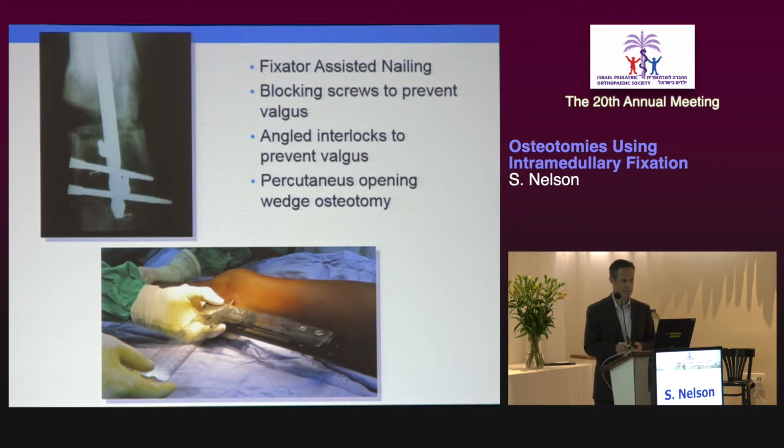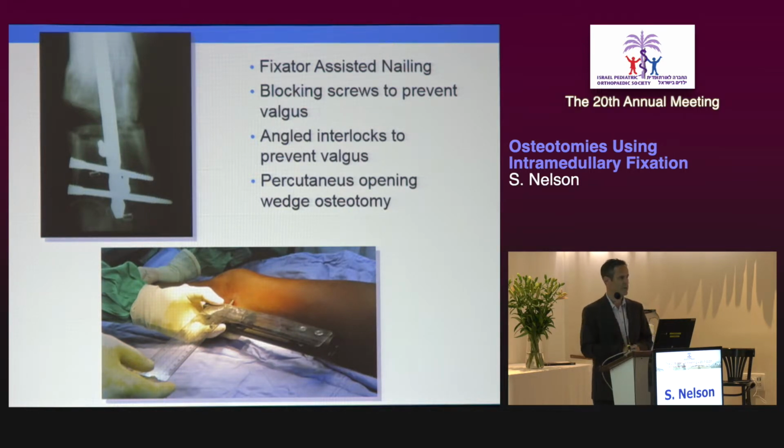This is a fixator-assisted nailing technique using blocking screws to prevent that knee from going back into valgus. I'm going to mention this again, but the blocking screw always goes in the concavity of the original deformity. And this is the SIGN nail.